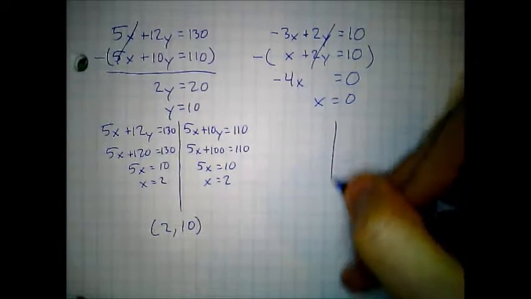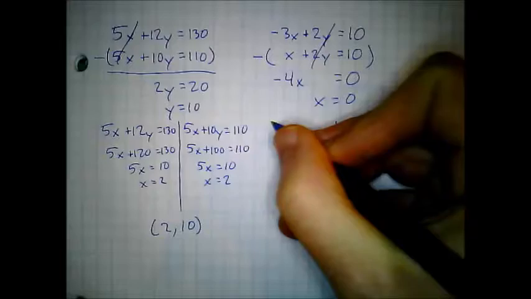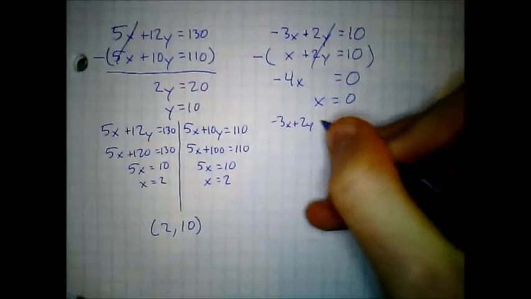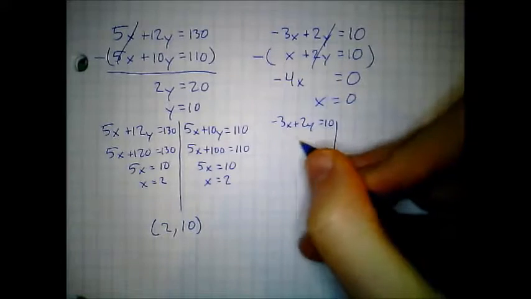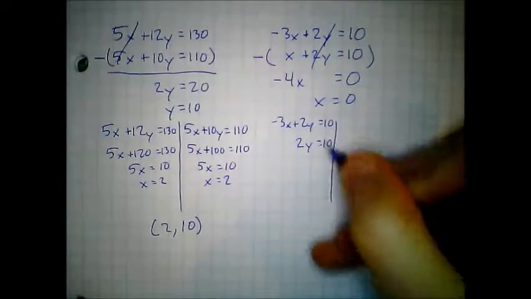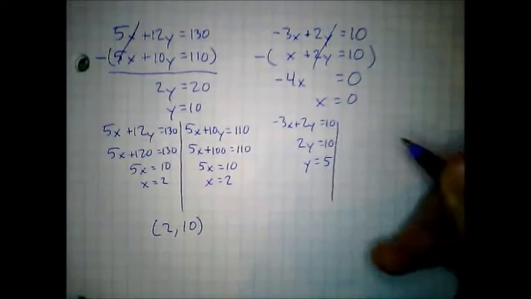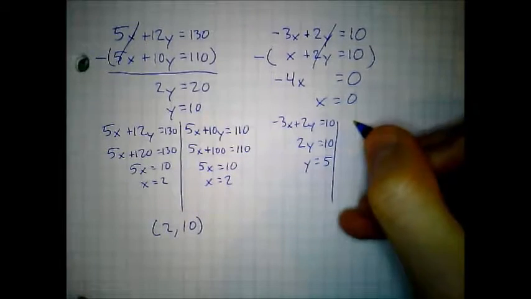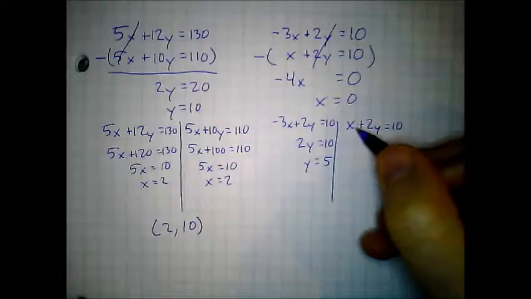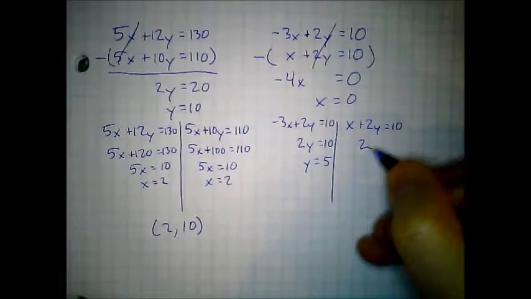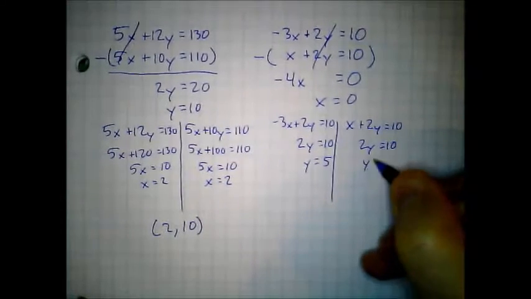So now we substitute back in to figure out our y. We have negative 3x plus 2y equals 10. Substitute 0 in for x. Negative 3 times 0 is 0. So we're left with 2y equals 10, which means y equals 5. In my second equation, x plus 2y equals 10, I substitute 0 in for x, so x is 0, and we're just left with 2y equals 10.